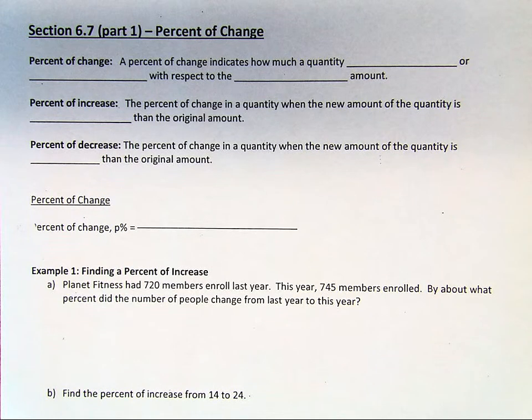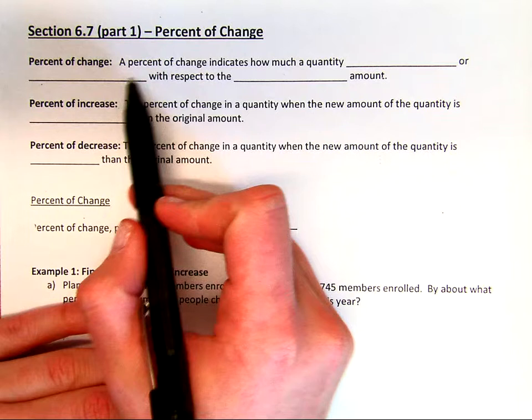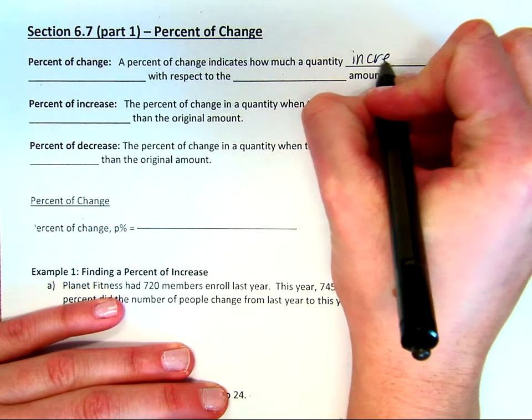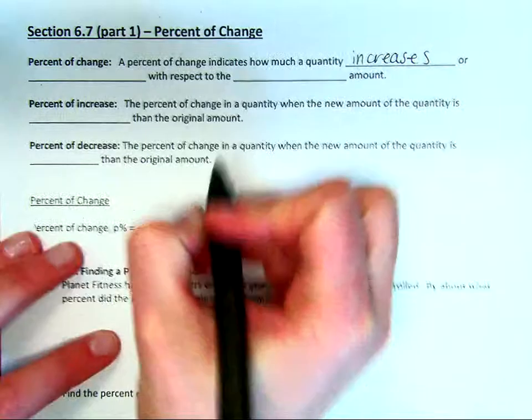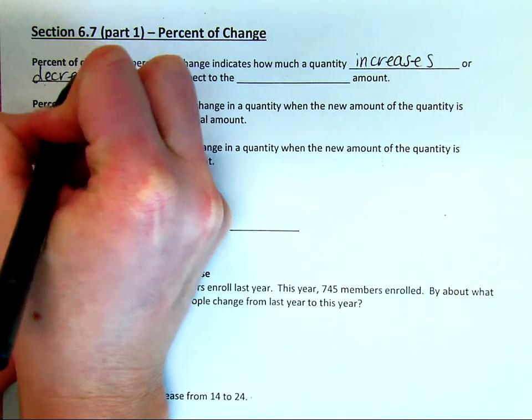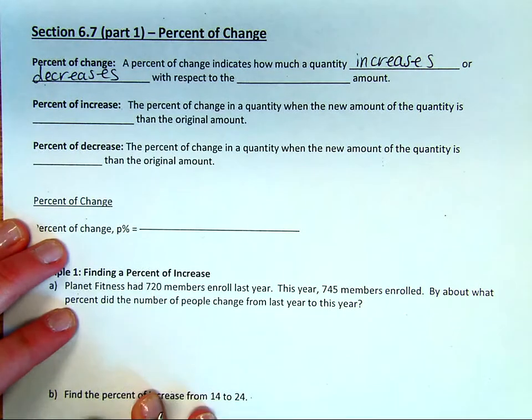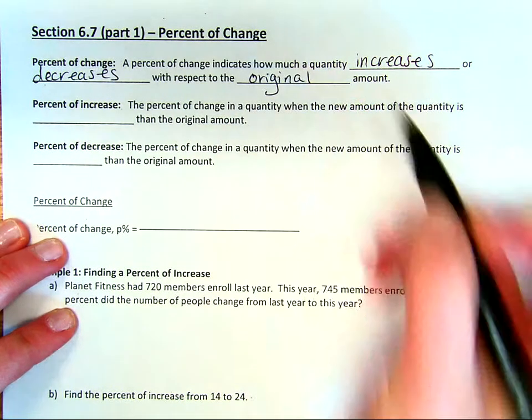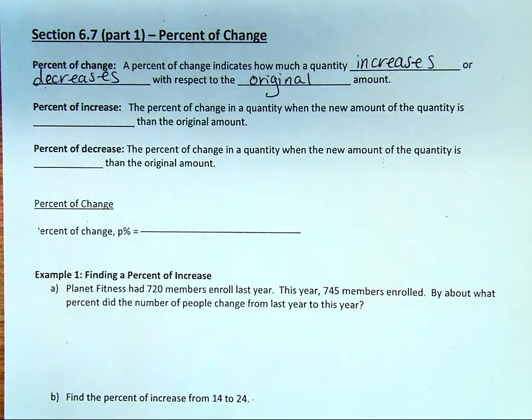So in this video we're going to talk about percent of change, and this is the first part of section 6.7. So what is a percent of change? A percent of change indicates how much a quantity increases or decreases with respect to the original amount. So it's saying how much did something change? How much did it increase or decrease?